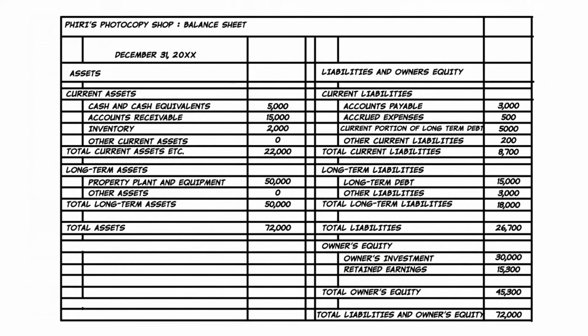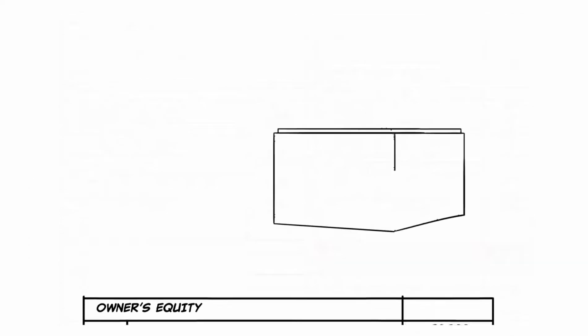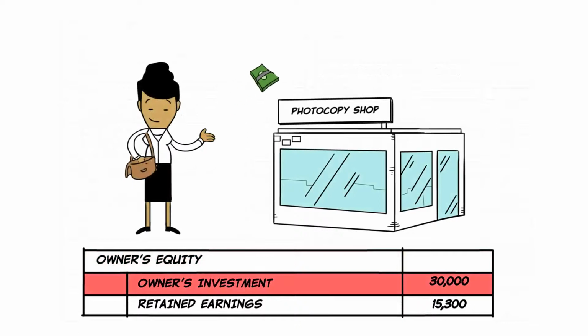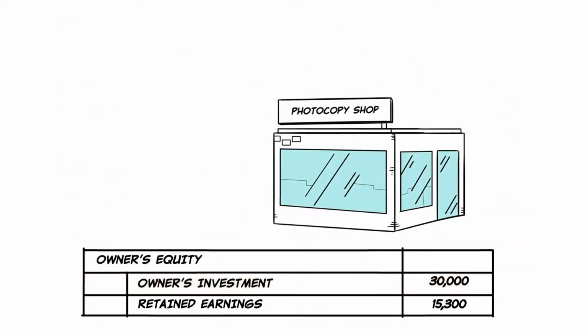The last section of the balance sheet is owner's equity. This is the net worth of your business. Owner's equity is made up of two parts: the amount of money you've invested in the business and the earnings that have been retained since you started operating your business.